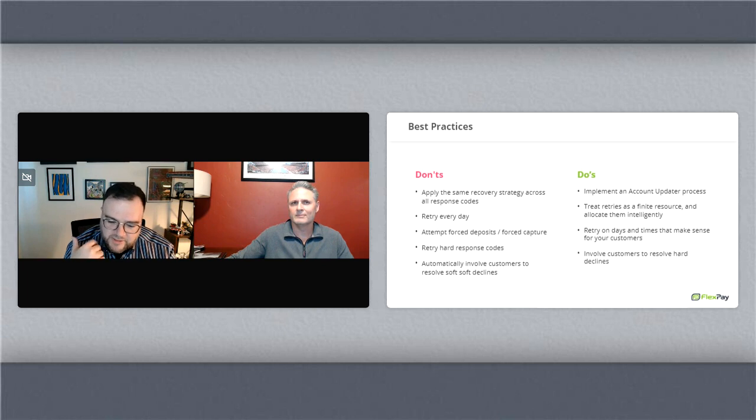You do not want to attempt what's called forced capture or forced deposits. This introduces a huge layer of risk to your business, and this is very much something that would flag your account as potentially problematic for the issuing banks, and can get you into some potentially hot water. You don't want to retry hard declines without a valid reason. One of those valid reasons we'll talk about in the do section.